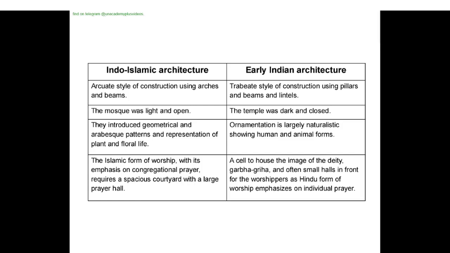The Islamic form of worship, with its emphasis on congregational prayer, requires a spacious courtyard with a large prayer hall. The Hindu temple has a cell to house the image of the deity, the Garbhagriha, and often small halls in front for the worshippers, as the Hindu form of worship emphasizes individual prayer.